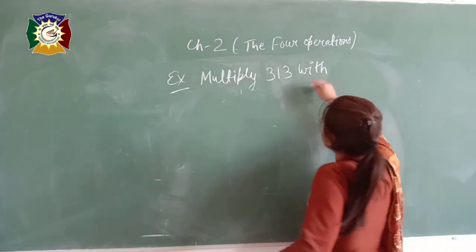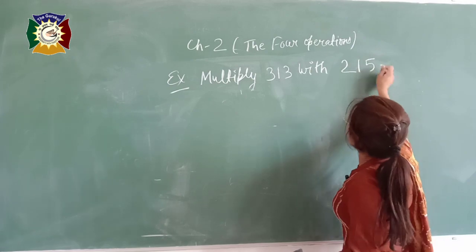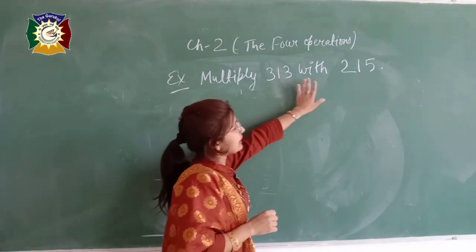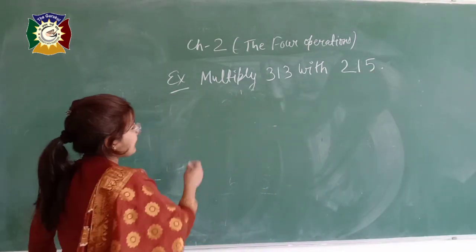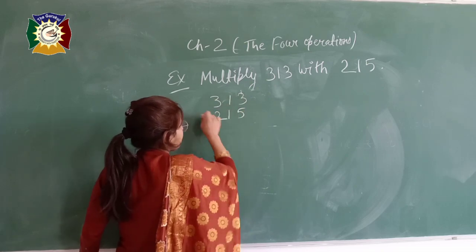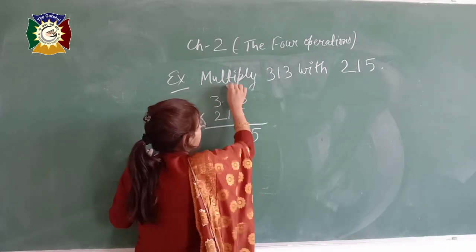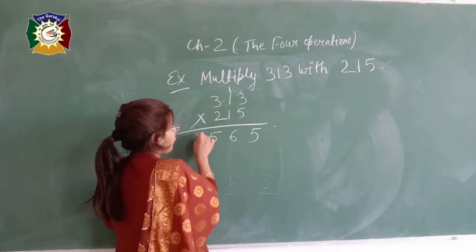If the question is the same but you have to multiply with a 3-digit number, then how will you solve the question? See, multiply 313 with 215, then how will you solve the question? First write it in column form, 313, 215, multiply. 5 3s are 15, 5 1s are 5 plus 1, it is 6, 5 3s are again 15.